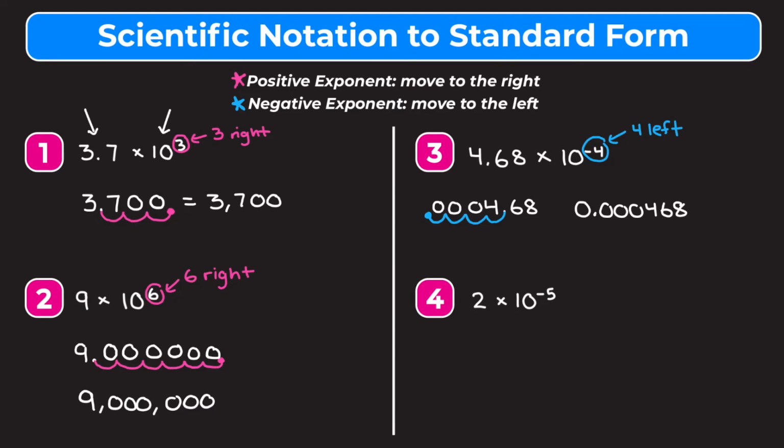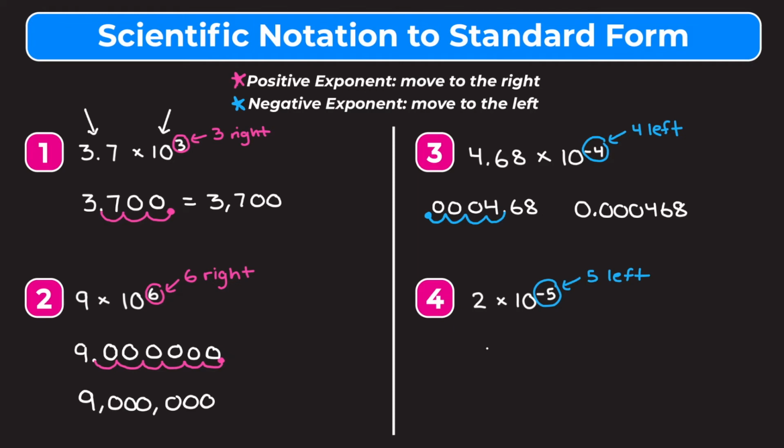But if you have a negative exponent in scientific notation, you're going to get a very small number, something less than 1, greater than 0, when you write it in standard form. So taking a look at example 4, we have 2 times 10 to the negative fifth. Again, we have a negative exponent, so that tells us to go to the left. We need to go 5 places to the left this time because we have a negative 5.